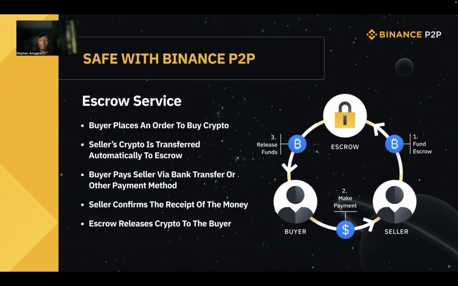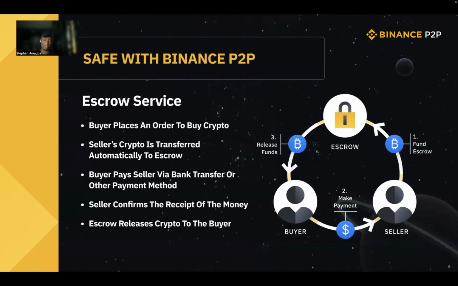When a buyer places an order to buy crypto, the seller's crypto is transferred automatically to an escrow system. So when I place an order to buy one Bitcoin from someone, Binance actually puts that one Bitcoin in an escrow system. Now the buyer goes ahead and pays the seller via the method that has been agreed, and the seller confirms the money, and then the escrow system releases that crypto to the buyer.